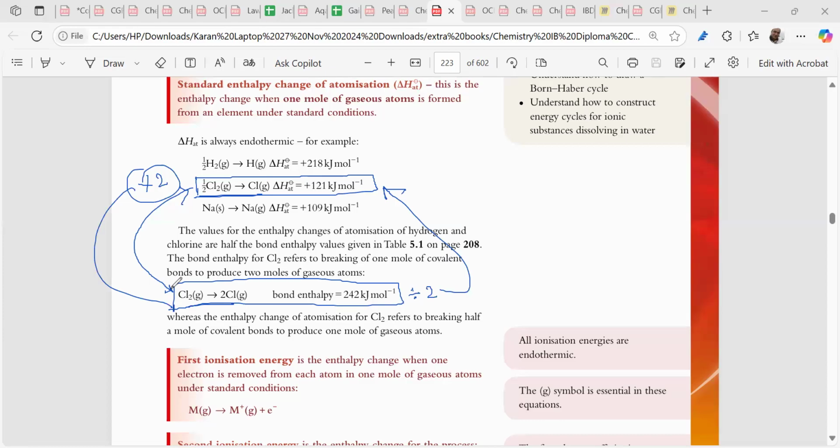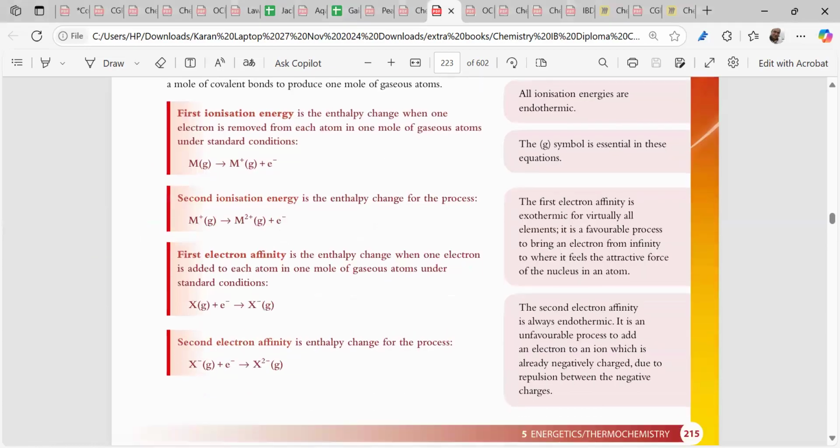Now we go to the part of the ionization energy. What is ionization energy? Ionization energy is the enthalpy change when one electron is removed from each atom. The first ionization energy is the energy change to remove 1 mole of electrons from 1 mole of gaseous atoms. Remember one thing: the first ionization energy, and ionization in general, is always endothermic. Now you have to learn this part.